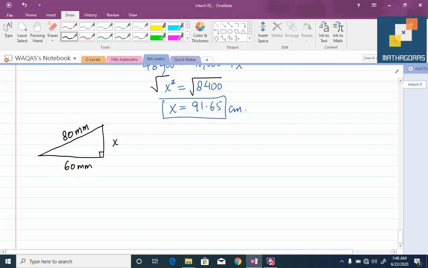You need to find the value of x. At first, stop the video, try it by yourself. So step 1 is apply Pythagoras. Hypotenuse square is equal to opposite square plus adjacent square. Hypotenuse is opposite to 90, that means 80. Opposite is x, adjacent is 60 square. Simplify it.